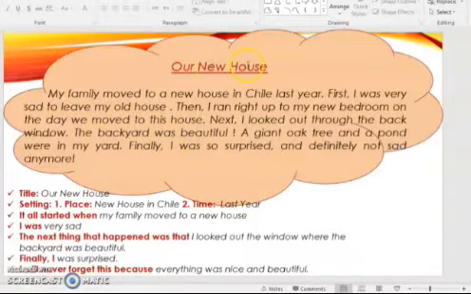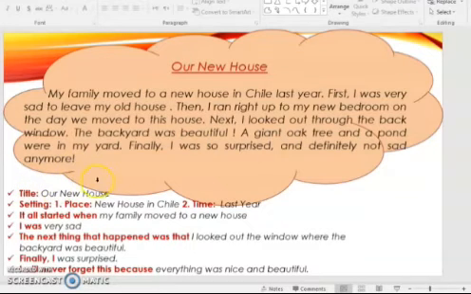Let's read it together. Our new house. My family moved to a new house in Chile last year. First, I was very sad to leave my old house. Then I ran right up to my new bedroom on the day we moved to this house. Next, I looked out through the back window. The backyard was beautiful. A giant oak tree and a pond were in my yard. Finally, I was so surprised and definitely not sad anymore.